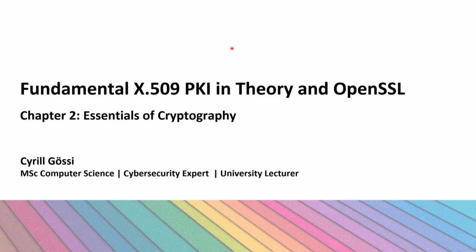X.509 PKIs are systems built for the purpose of providing trust into the authenticity of cryptographic public keys. To construct this trust, X.509 PKIs themselves make use of various fundamental concepts from cryptography, and as such, we will start this course with a chapter covering the essentials of cryptography, which will allow us to later on then really understand the architectural design and the inner workings of X.509 PKIs.